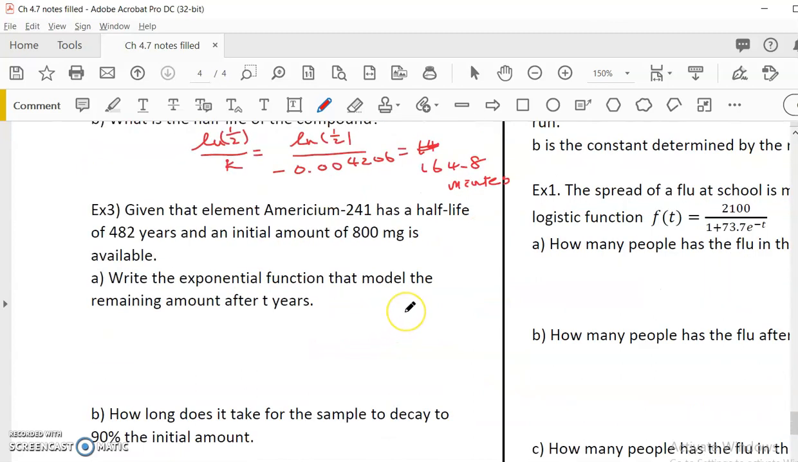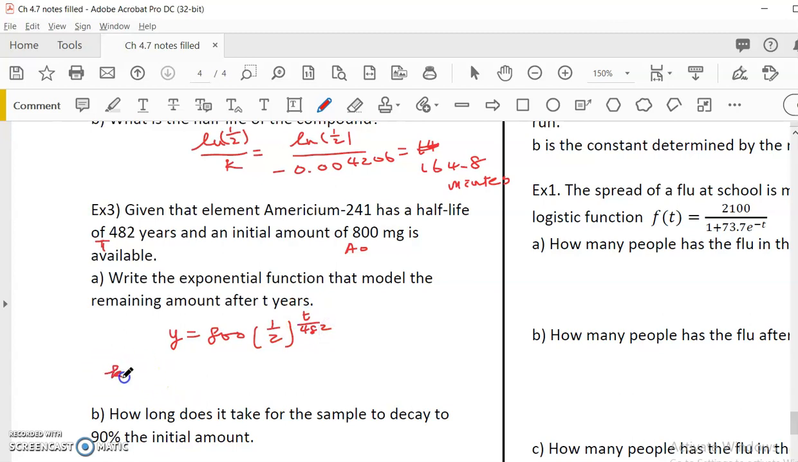The third example is again radioactive decay. So there is americium 241. It's one of those radioactive compounds. It has a half-life of 482 and an initial value of 800. So this is very good. 800 is here, and this is t of half, we just call it t. Write the function that models the remaining amount after t years. Because we have the half-life, we can write it as the half-life model. So y equal to A0, which is 800, times 1 half to the t divided by 482.